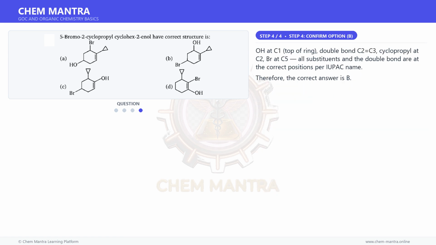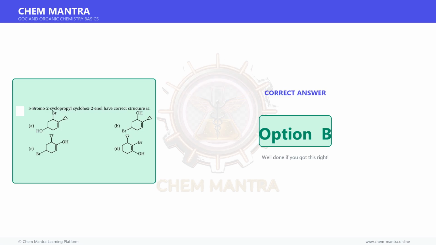And for the final step, OH at C1, top of ring, double bond C2 to C3, cyclopropyl at C2, Br at C5. All substituents and the double bond are at the correct positions per the IUPAC name. Therefore, the correct answer is B. Therefore, the correct answer is option B.